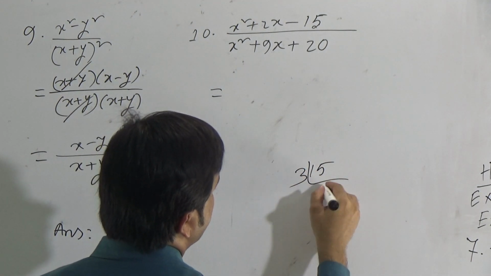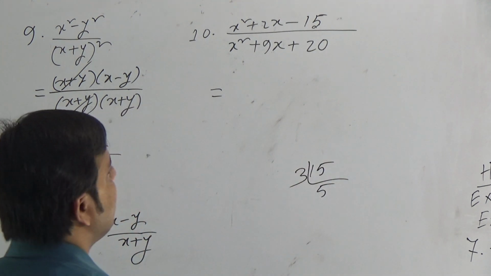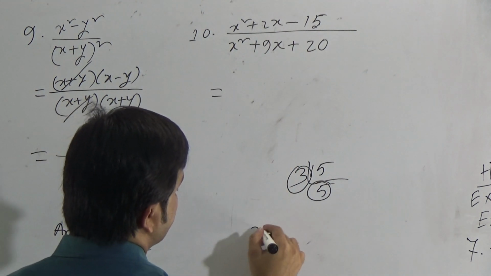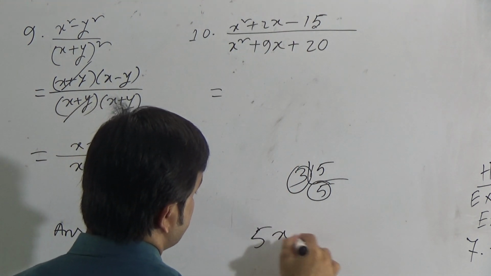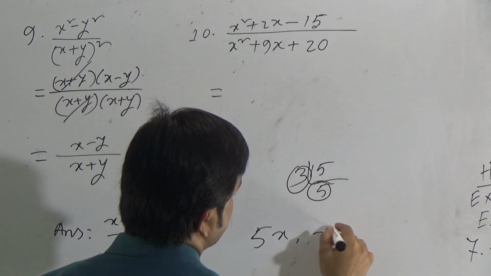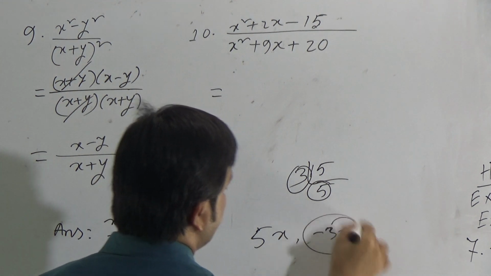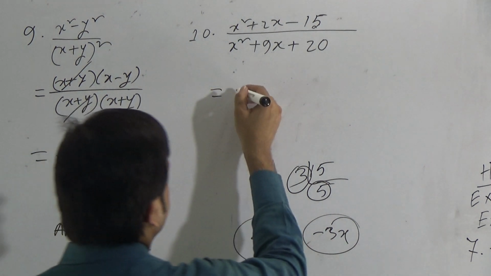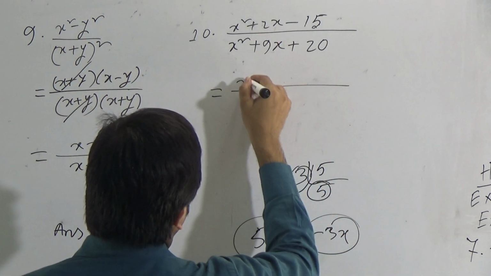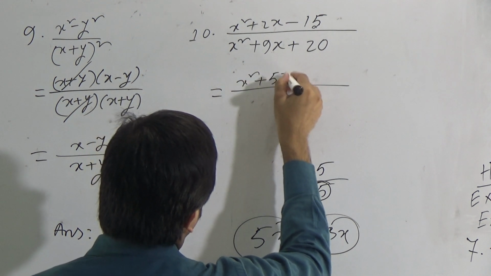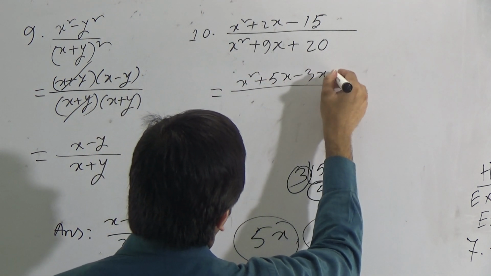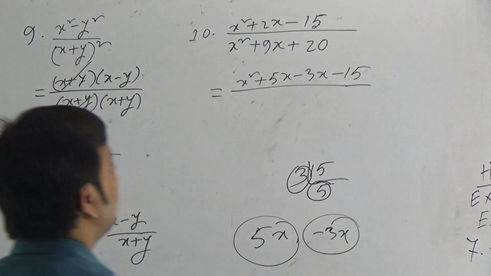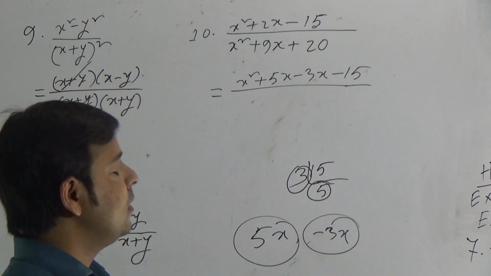So, we can take 3 and 5. 3 5s are 15. Now, relate 3 and 5. Here is 2x. So, if I take 5x positive and 3x negative, then if we add these two, we will get positive 2x. So, we can express the numerator in this way, x square plus 5x minus 3x minus 15.